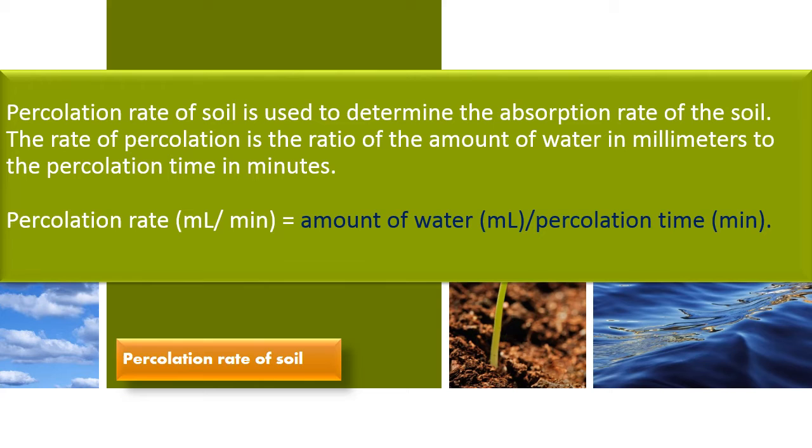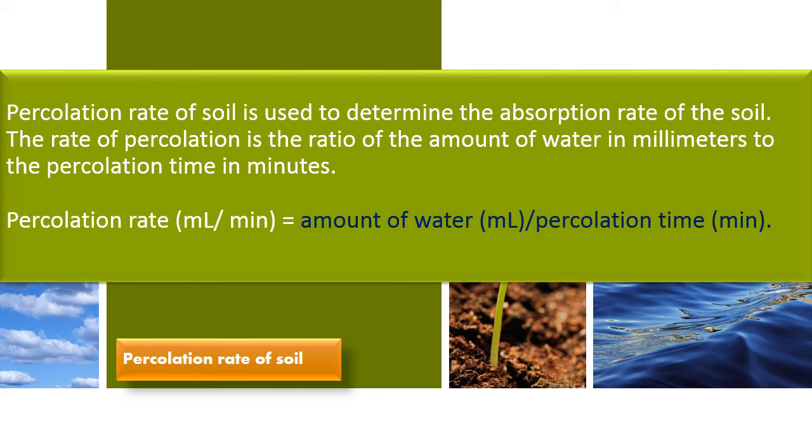So percolation rate of soil is used to determine the absorption rate of the soil, and the rate of percolation is the ratio of the amount of water in millimeters to the percolation time in minutes. Whenever we try to calculate the rate of anything, we always consider the time that has been taken for the phenomenon to occur. Only then we say that we have calculated the rate of that process.